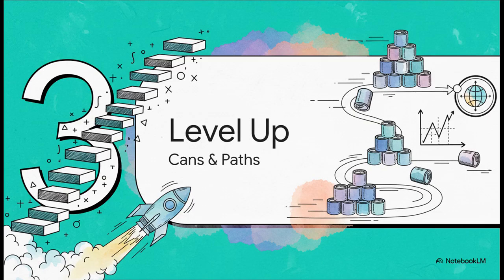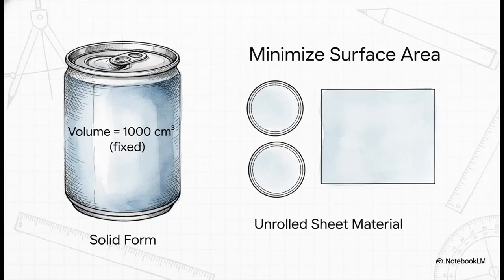The key here, and this is really the trickiest part of these problems, is just getting the setup right. First up, a classic engineering problem you see all the time, designing a can. The goal is to hold a very specific volume, 1,000 cubic centimeters, but we want to do it using the least amount of material possible. And that, of course, means we need to minimize the surface area.